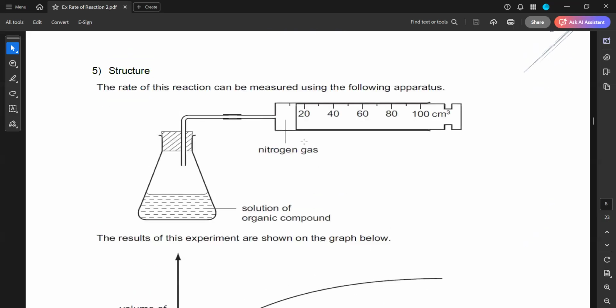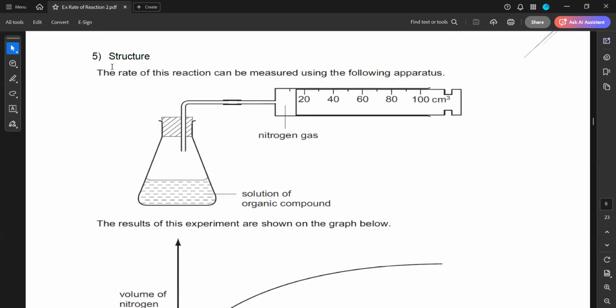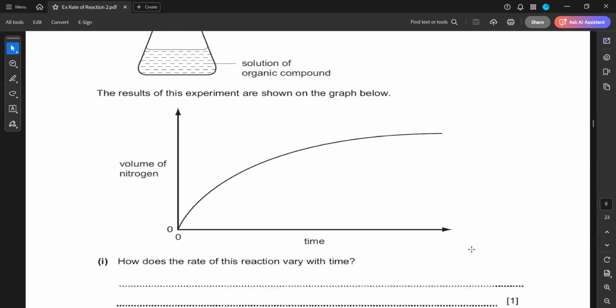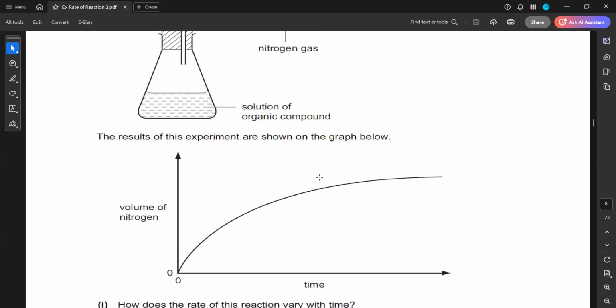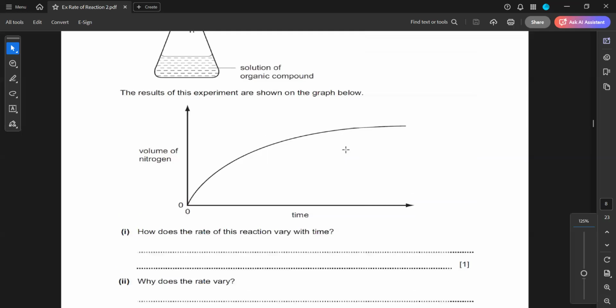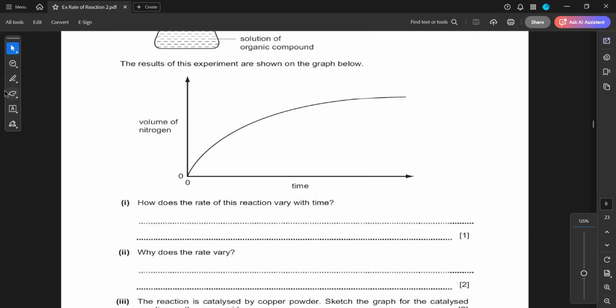This is the same question. As you can see, an organic solution is there and nitrogen gas is given off. The rate of this reaction can be measured using the following apparatus, a volume in a time. How does the rate of this reaction vary with time? What happened to the rate of reaction? Does it increase, decrease, or remain the same? Decrease. So the rate of reaction decreases, because the slope is decreasing, so the rate of the reaction will decrease.